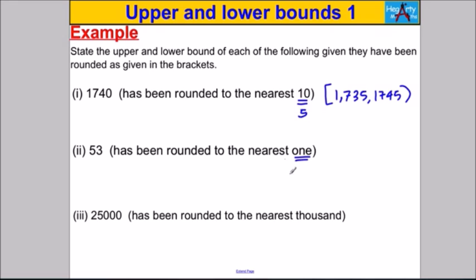This has been rounded to nearest 1. We half it to get 0.5. We subtract it to get 52.5 for the lower bound and we get 53.5 for the upper bound. And lastly, this has been measured to the nearest 1000, so we half that to get 500, and so we subtract it to get 4,500 for the lower bound and 25,500 for the upper bound.